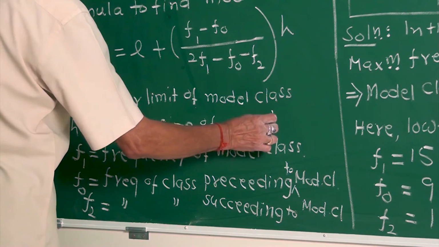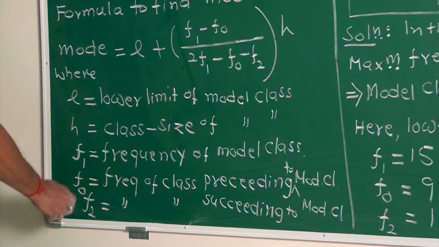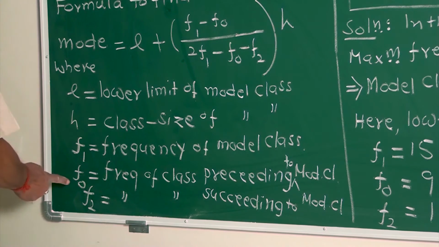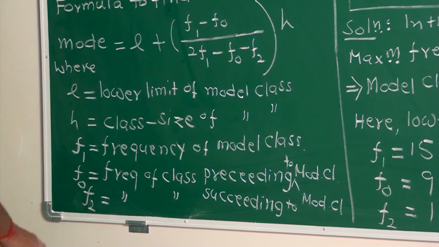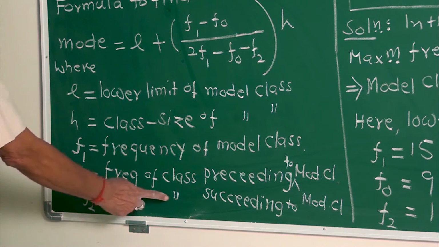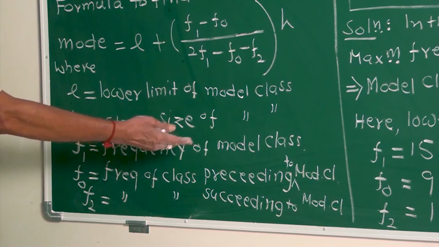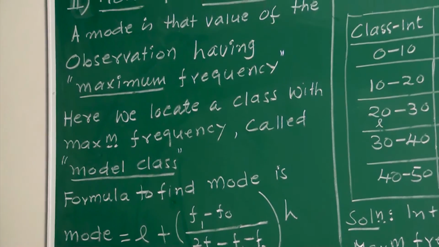F1 is the frequency of the modal class. F0 is the frequency of the class preceding, the previous class, to the modal class. F2 is the frequency of the class succeeding, the next class, to the modal class. This is the formula to find mode.